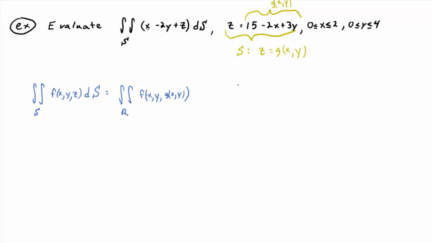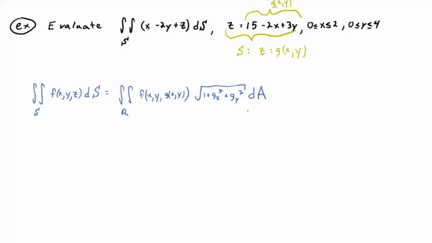And then dS is the square root of 1 plus the partial of g with respect to x squared plus the partial of g with respect to y squared, and then dA. So you've got to have that formula at your fingertips. And it really just comes down to knowing what dS is, right? And by the way, that's a helpful way to remember all these formulas in this chapter. What does the differential represent?